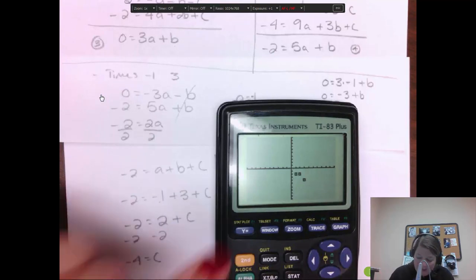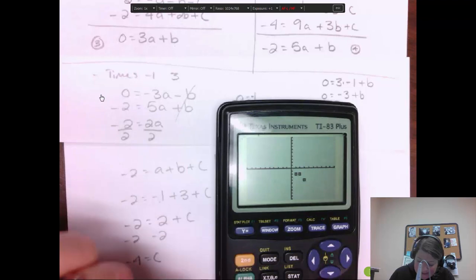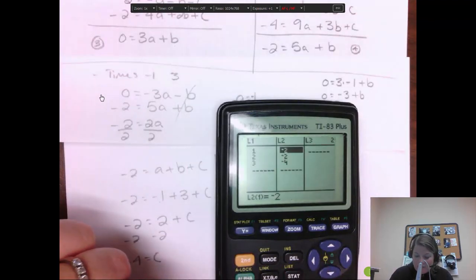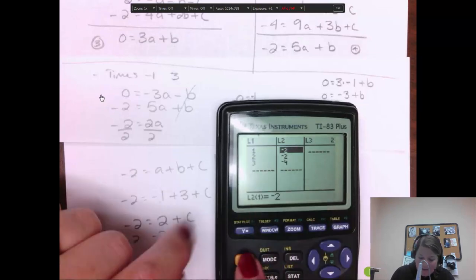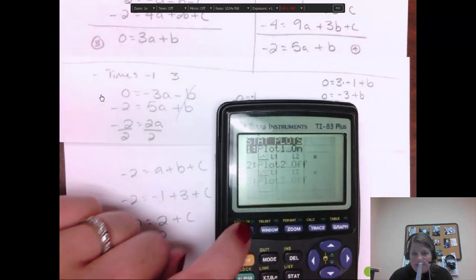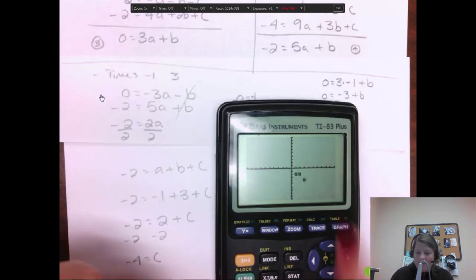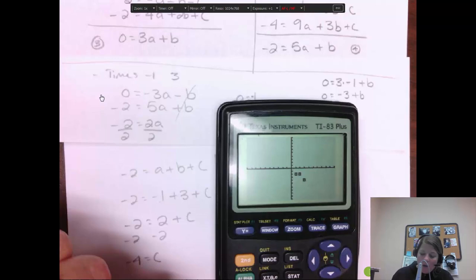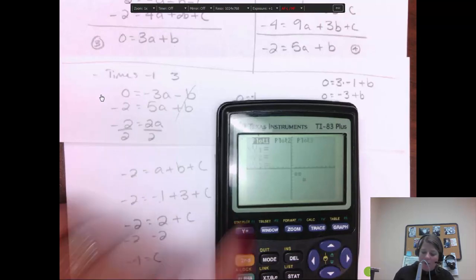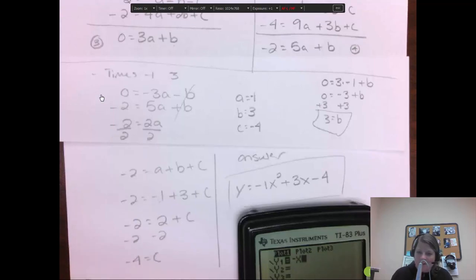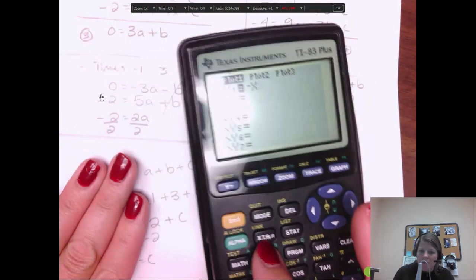So what did I do again? I hit stat, enter. Put in the numbers, and then second y equals is stat plot, turned on the plot and hit graph, and I see my dots. Now I'm going to check my equation. I hit y equals and I'm going to put in what we came up with, which was -1 or -x. Here's the x here that you always use in your y equals.